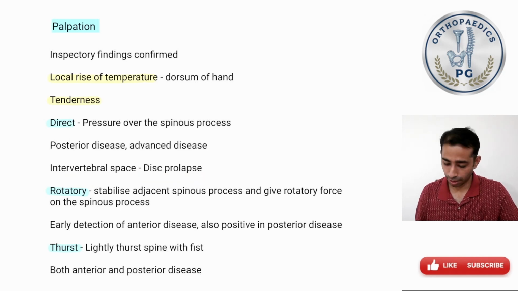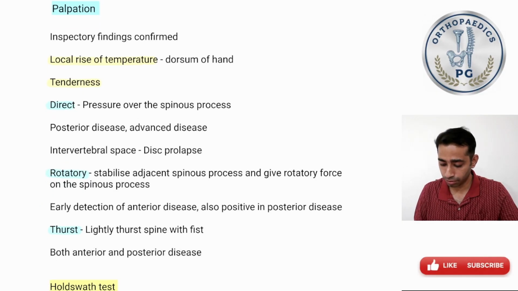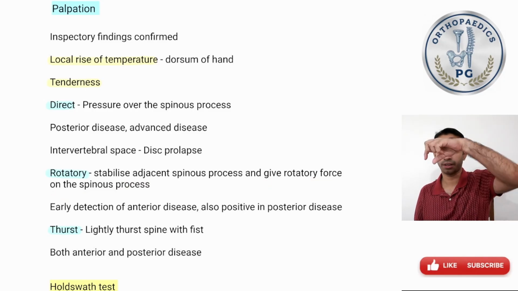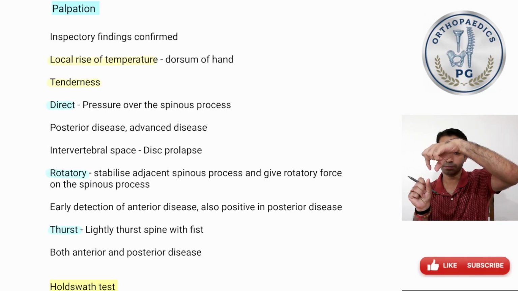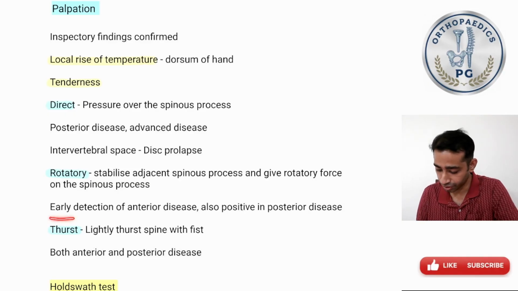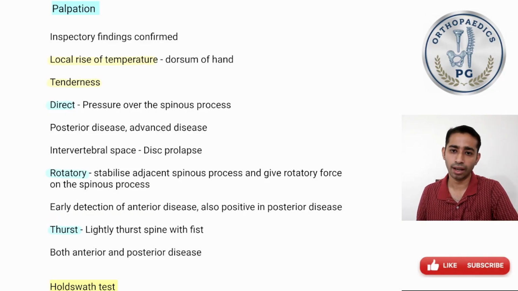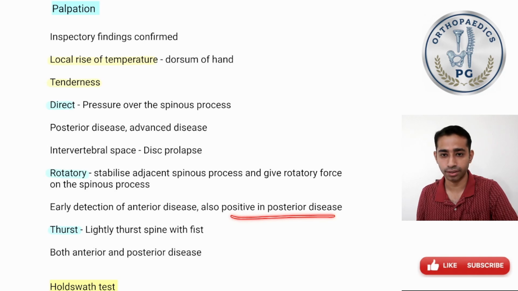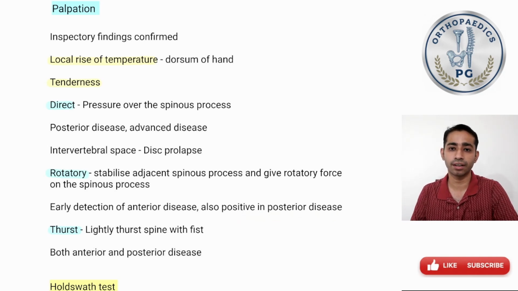The next type of tenderness is rotatory tenderness. Here we have to stabilize the adjacent spinous process and give rotatory force on the spinous process. So we can stabilize the spinous process above like this and then rotate the spinous process below to look for rotatory tenderness. This is for early detection of anterior disease, and it will also be positive in posterior disease. So if you are asked which is more specific for early detection of anterior disease, it is rotatory tenderness.